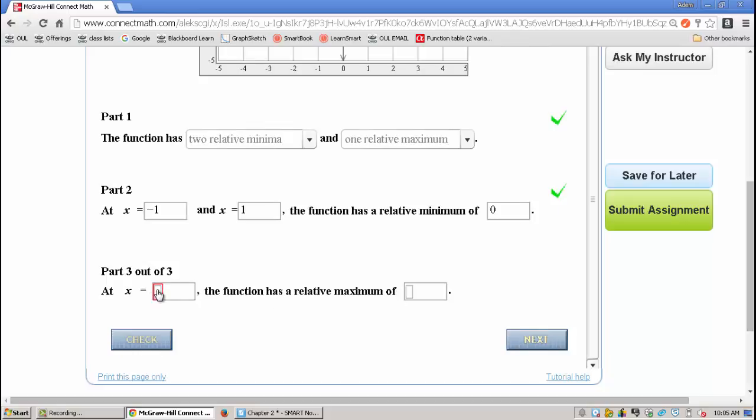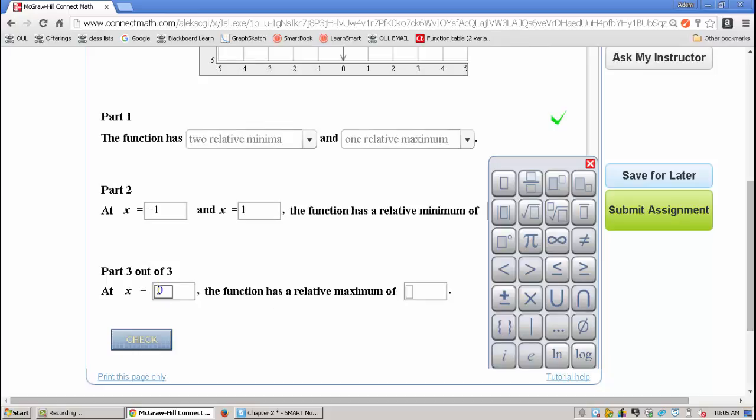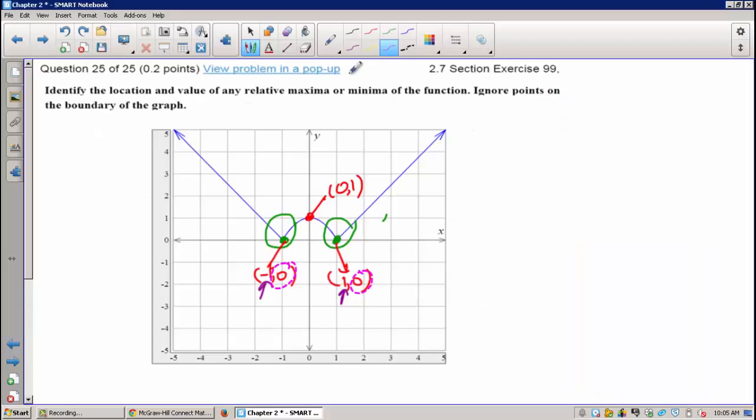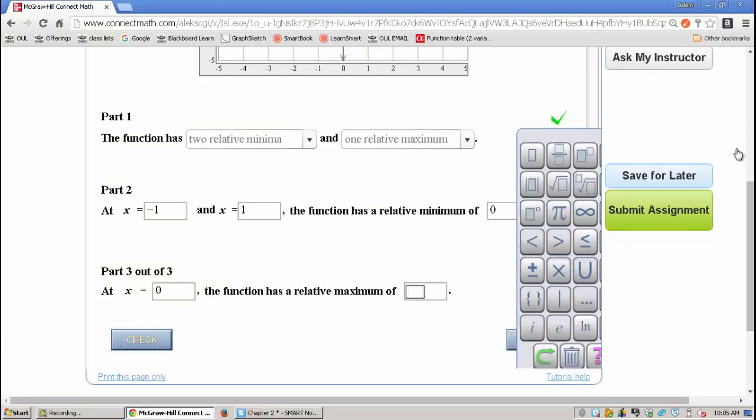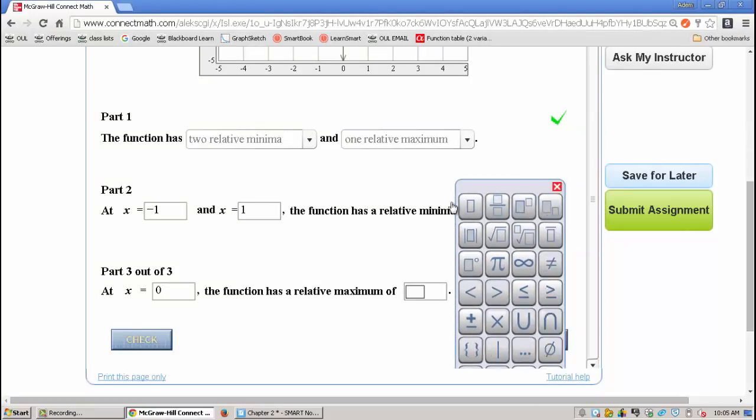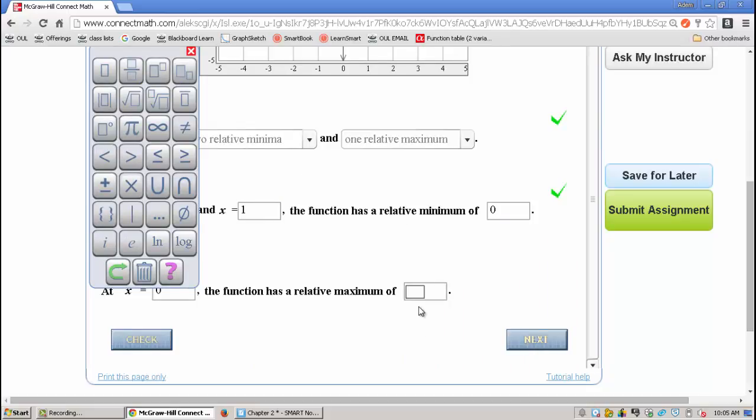Where is the maximum? It's sitting at 0 at x equals 0. And how high is it from the ground level? Maximum is, how high is it? 1 unit, right? Green dots were at 0, so that's why we call them 0, but the red one, the maximum, is 1. Okay?